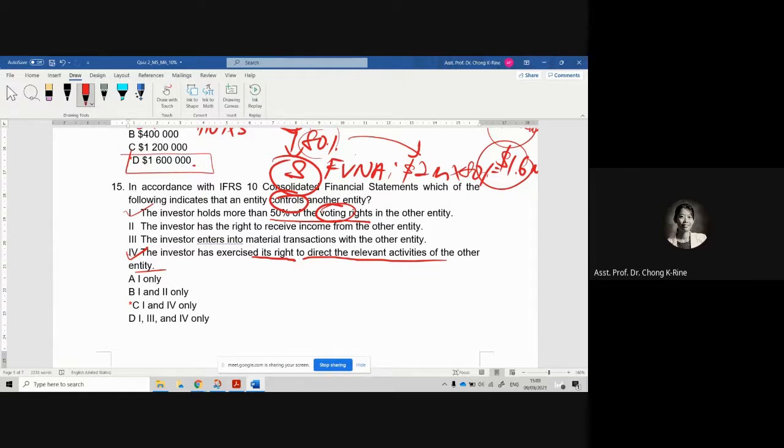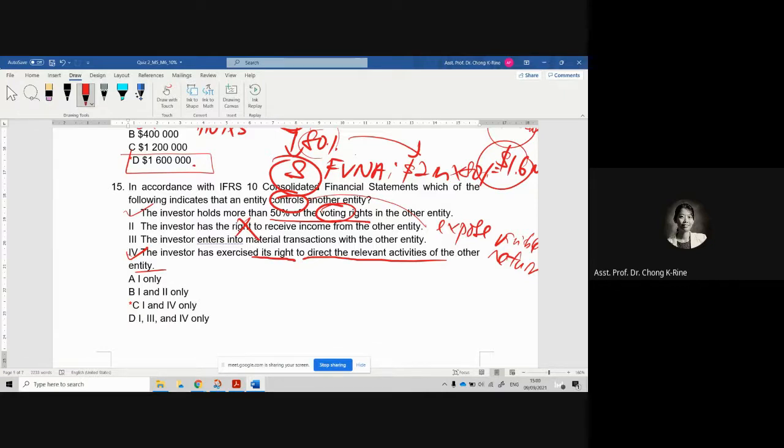The investor has the right to receive income from other company. No. Okay, no. Now, having a control, it will be exposed to variable return. Variable return, it can be positive or negative. If you apply a very good strategy, then you will have a positive return. If your strategy is not good, but you think you're so good, eventually you will get a negative return. You will lose money, I mean. So that's the exposure to variable return. It can be good or bad.